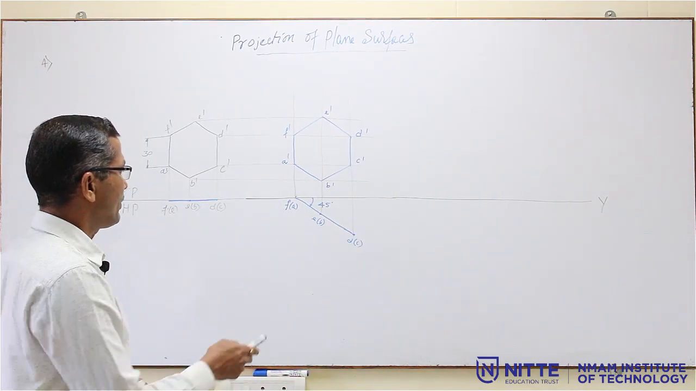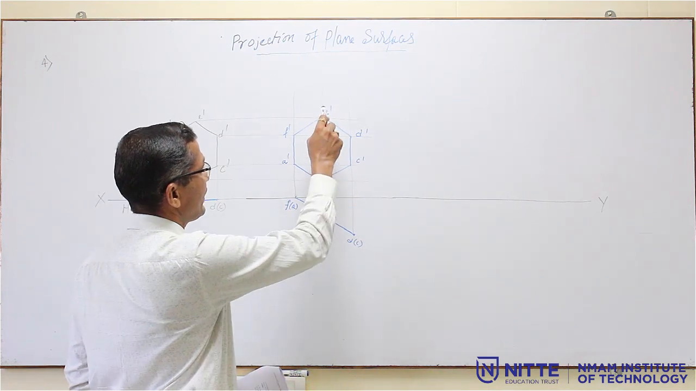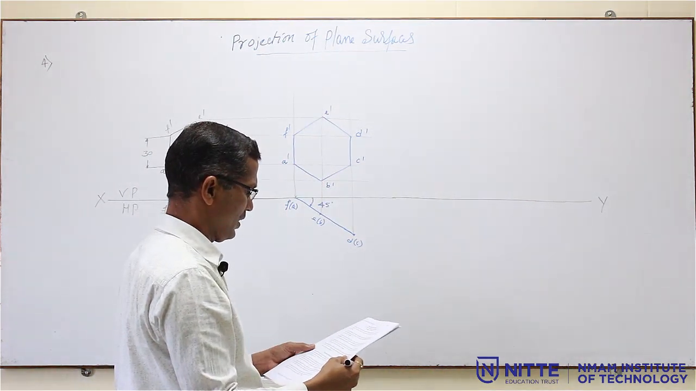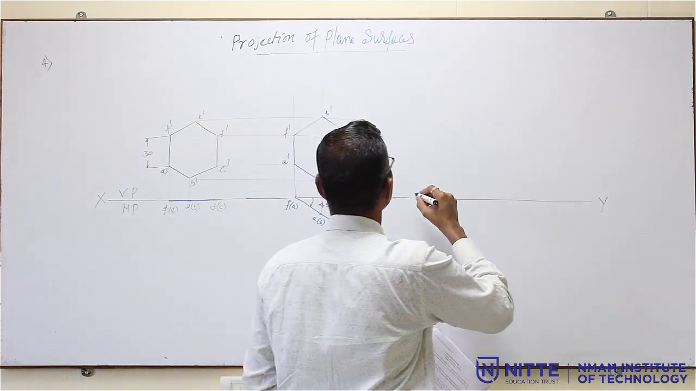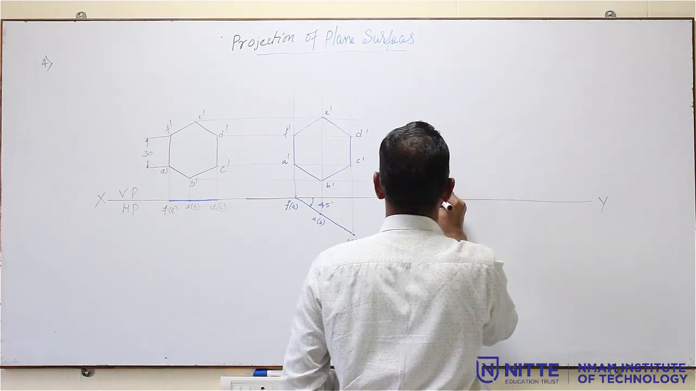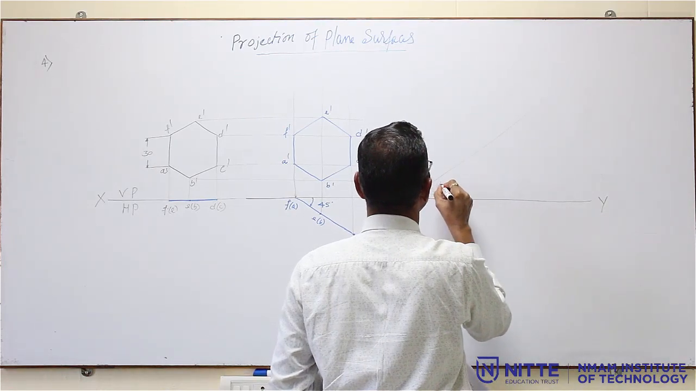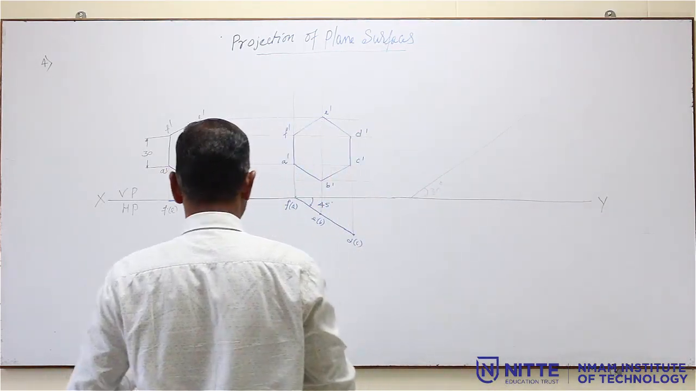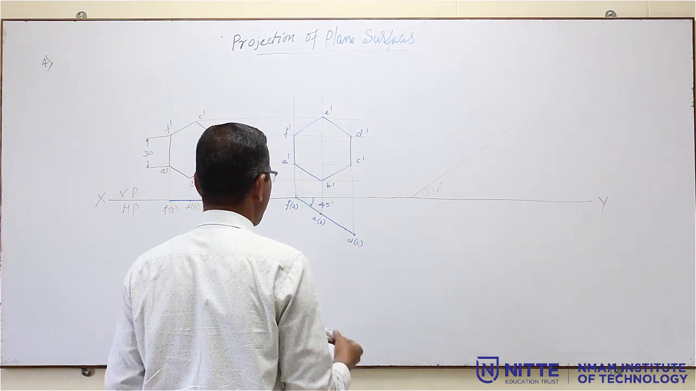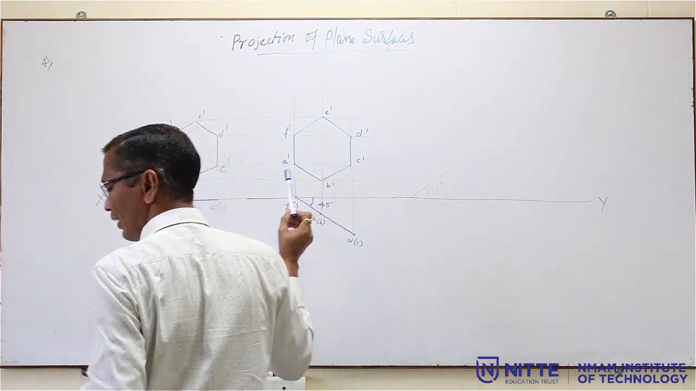Now, here you have to give the inclination for the diagonal BE. What is the inclination? Inclined at an angle of 30 degrees to HP. So, draw a 30 degree line, and on this line you have to copy this figure.